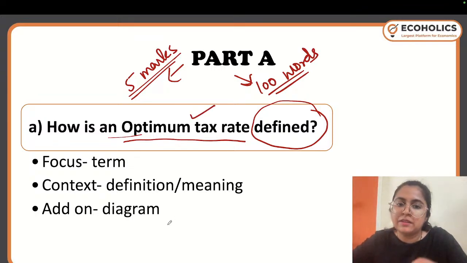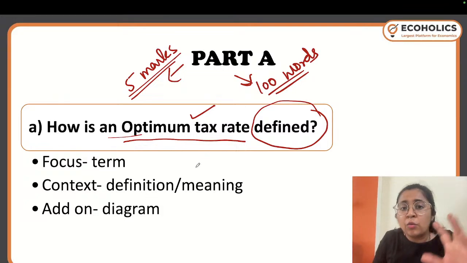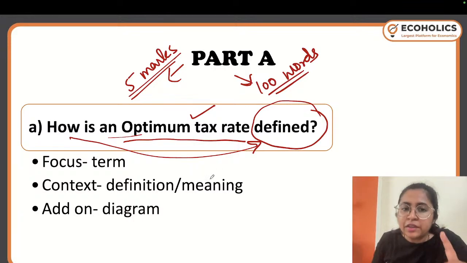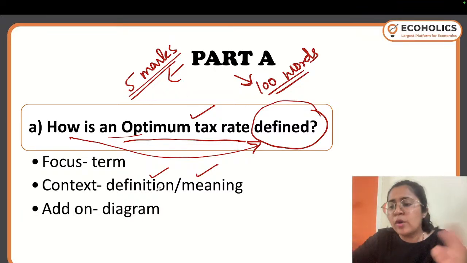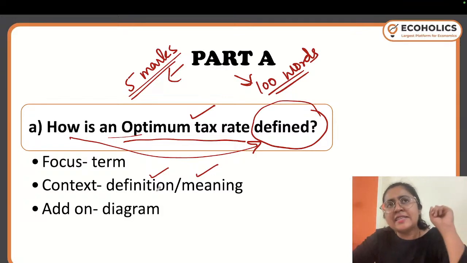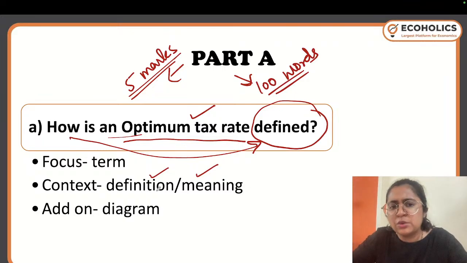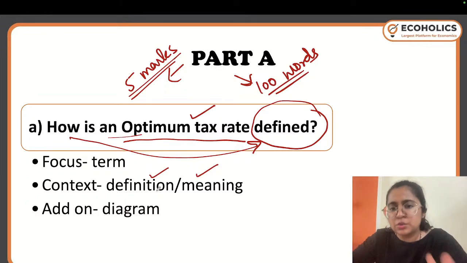Optimum tax rate. Okay, what is the context of this question? What are they asking? How is it defined? So what you need to give is, you directly need to give the meaning and the definition basically. You do not need to overcomplicate it, thinking that I studied some numerical from a certain book, or a certain equation, let me write that. No need to do all of that.